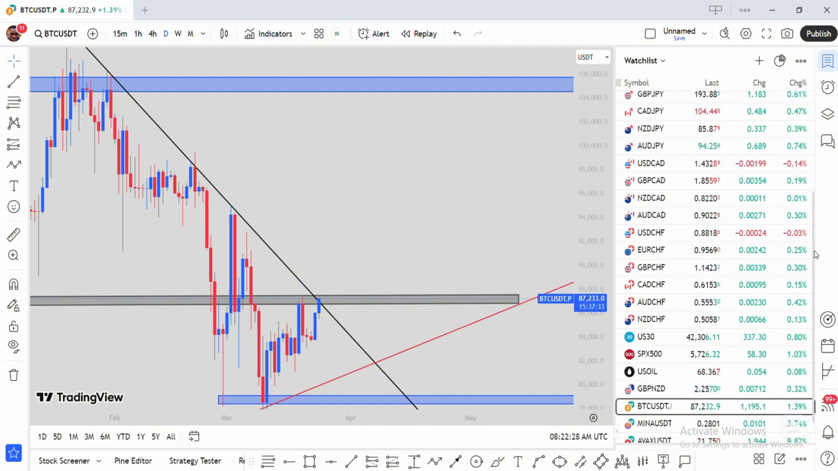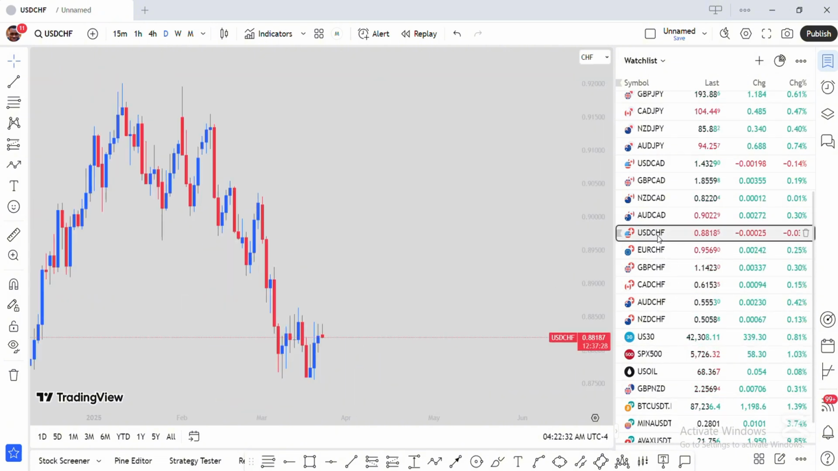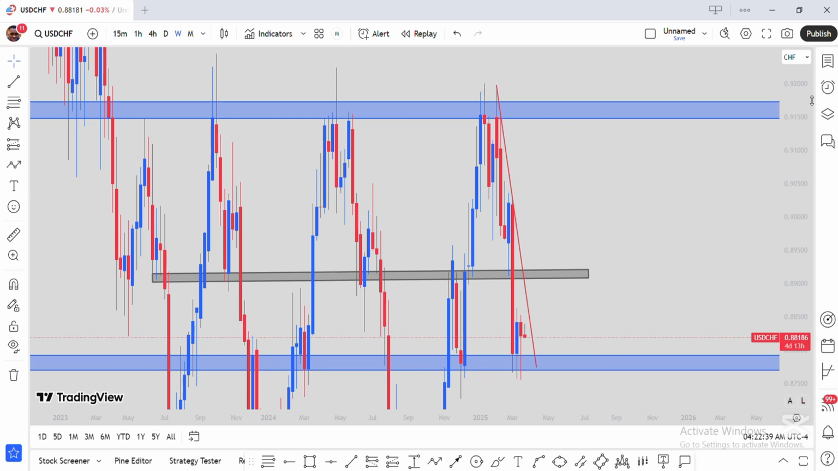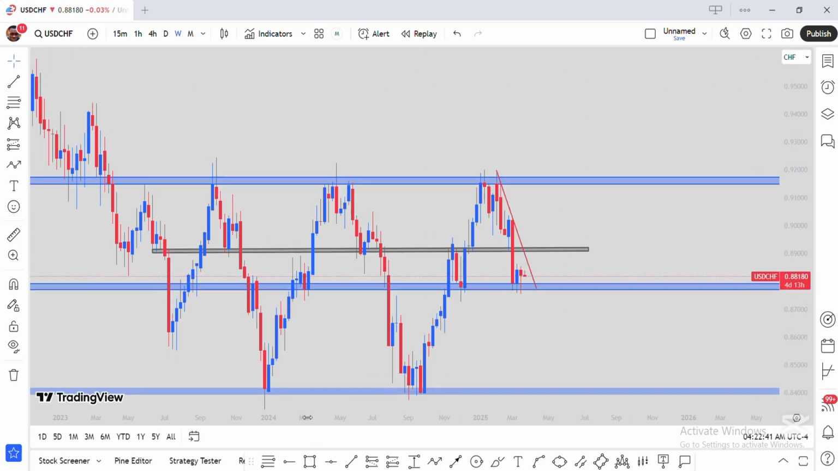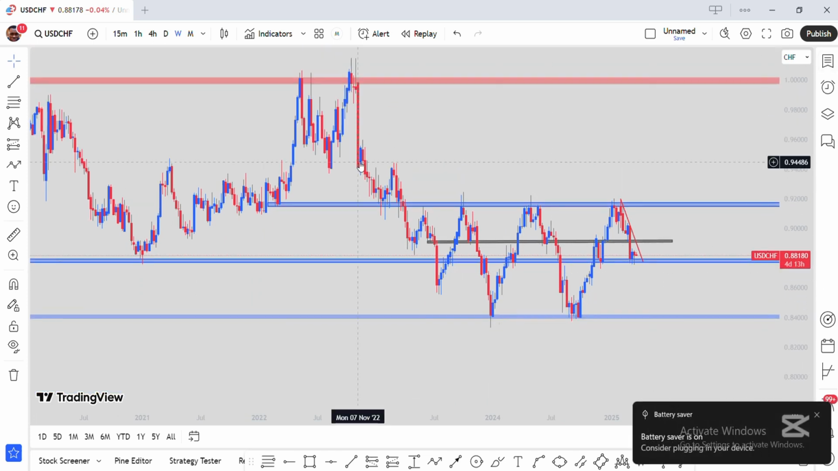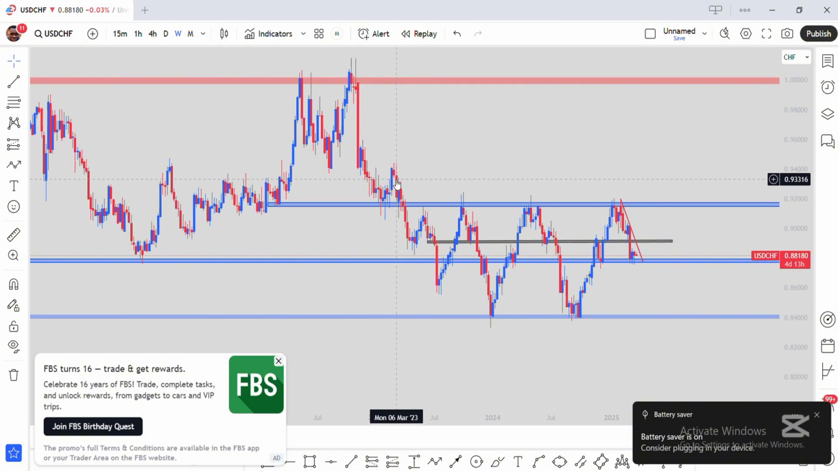So the next pair is USD. I'll be looking at USD. The direction of this market on the weekly and on the monthly time frame is to the downside. USD has been trending to the downside for quite some time. As you can see, price was creating lower high, lower high, lower low, lower high, lower low.